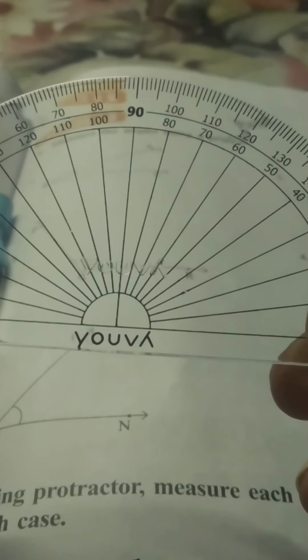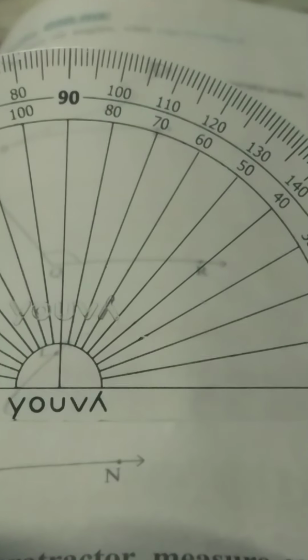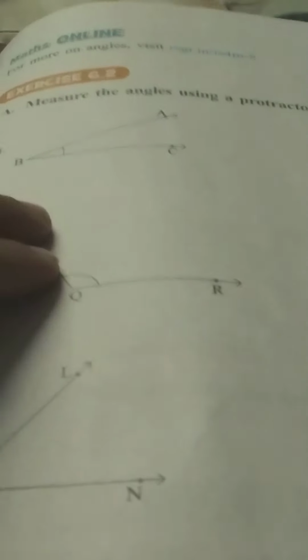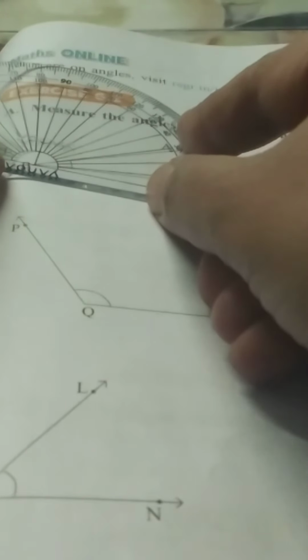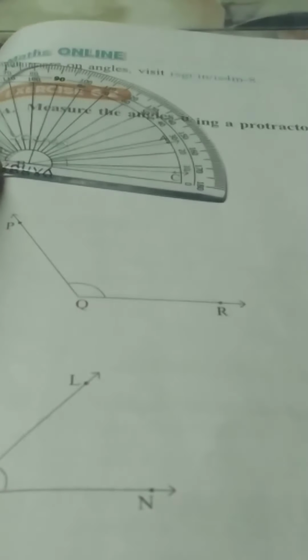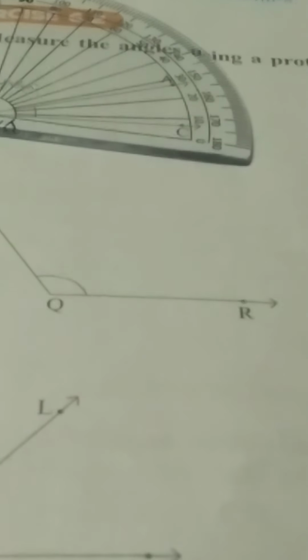We will see one question to understand. So I'm doing the first part, exercise 6.2. Question number A says, measure the angles using protractor. So I'm going to put my protractor on this angle. This is the center point. And we keep this point exactly on the vertex. And this 0 degree line should match with one of the rays, either with this ray or with the above ray.